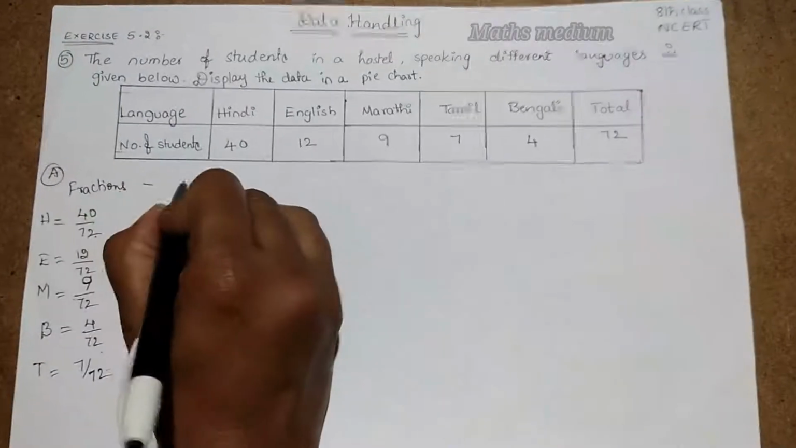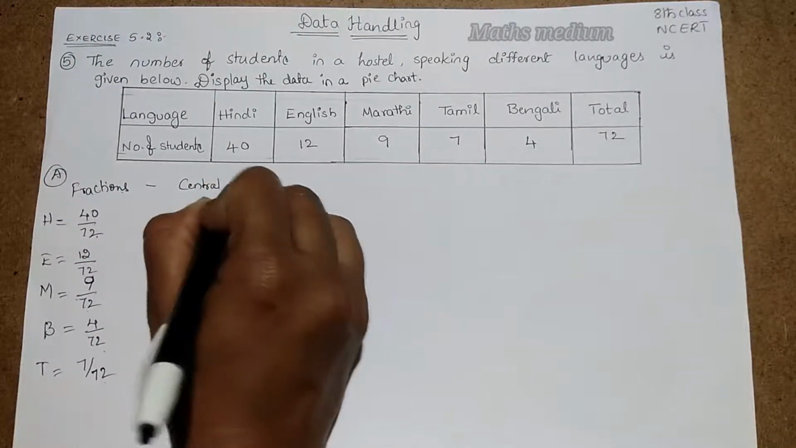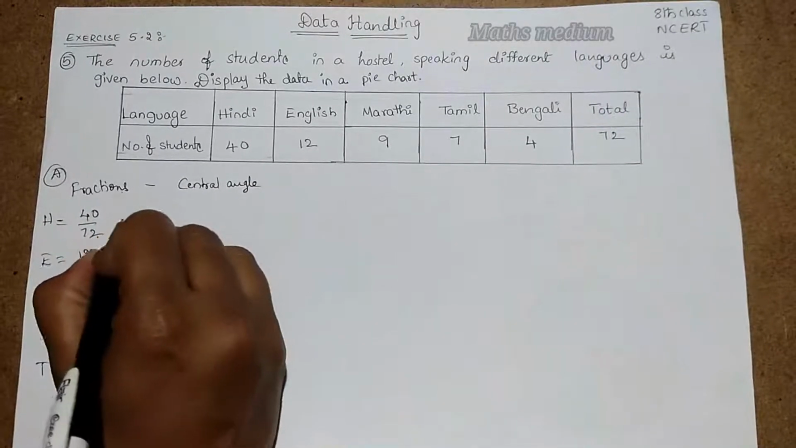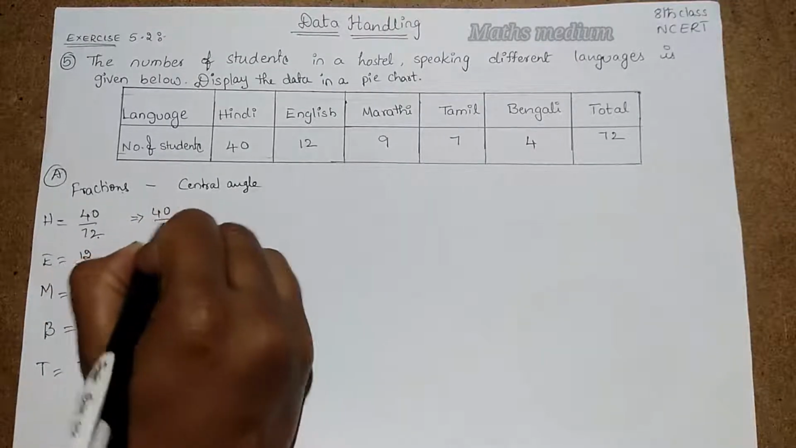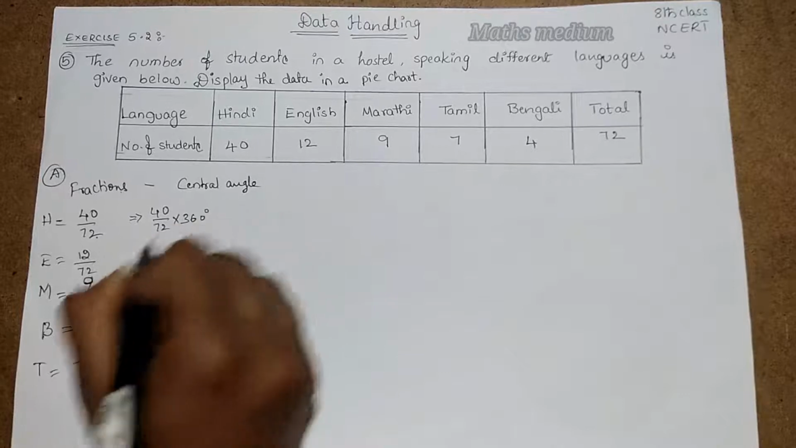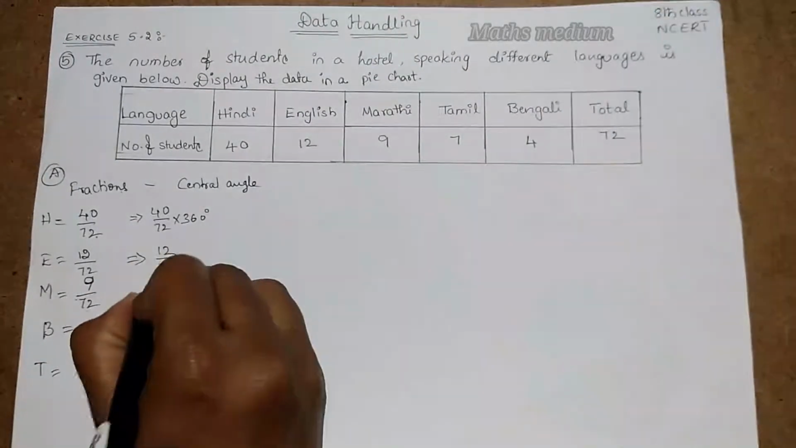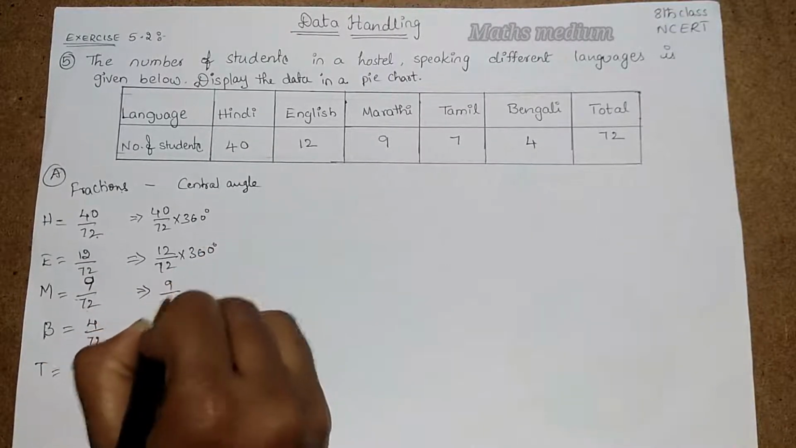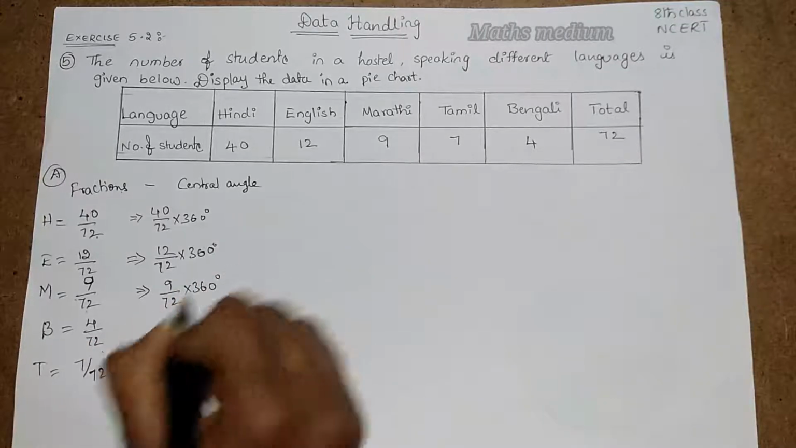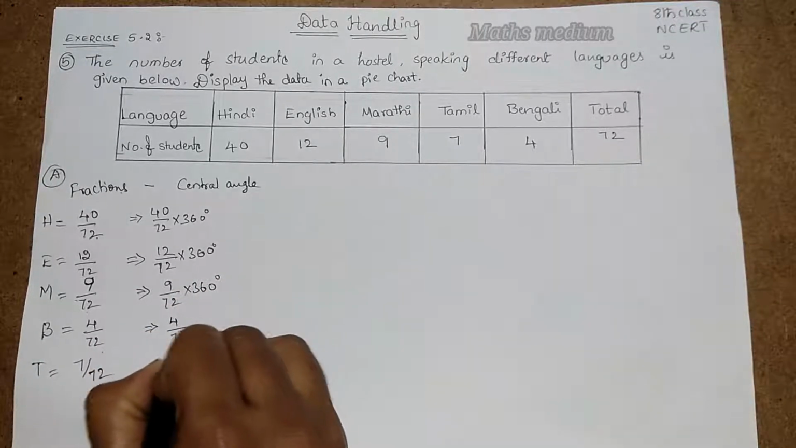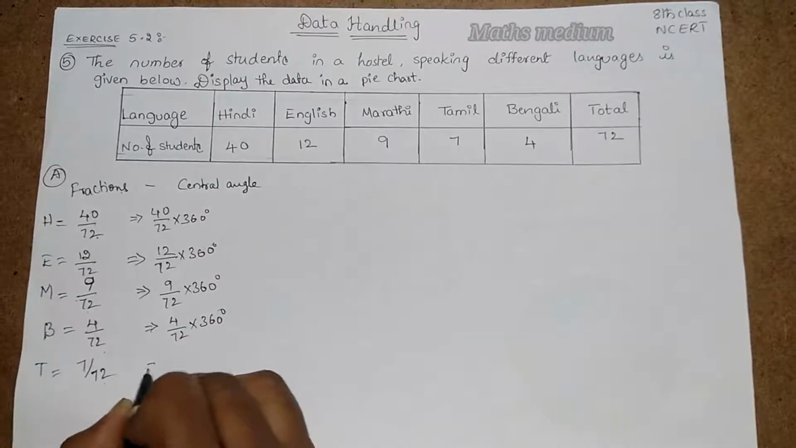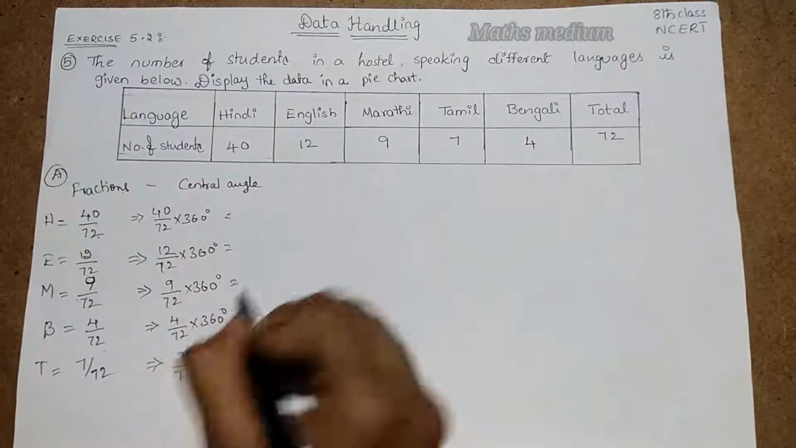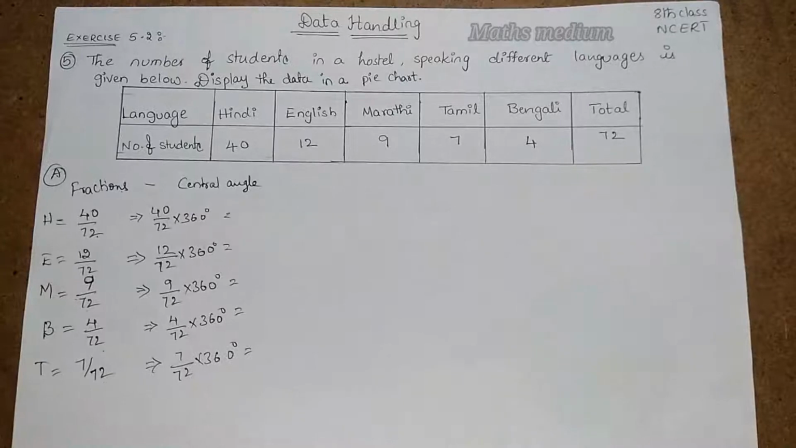Now we are going to make it a central angle. Central angle is nothing but the angle based on which we are going to make a pie chart. So, how we are going to calculate is 40 by 72 into 360 degrees. Similarly, this is also 12 by 72 into 360 degrees. Here also 9 by 72 into 360 degrees. 4 by 72 into 360 degrees. Finally, 7 by 72 into 360 degrees. By simplifying this, we can get the measure of angle on a pie chart.